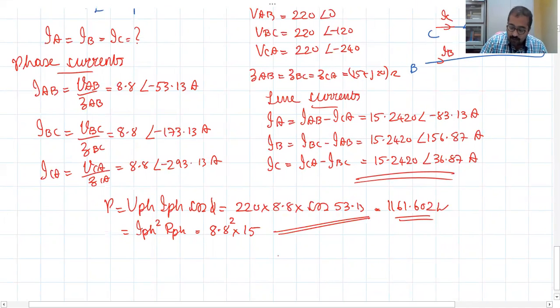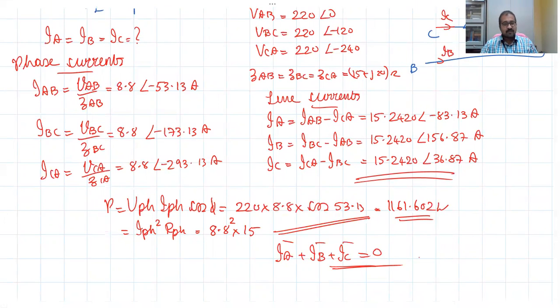And when you add all the phasor currents, what will you get? It must be 0. Why? Because it is a balanced symmetric system. So that's all about the delta connection. Okay, thank you.